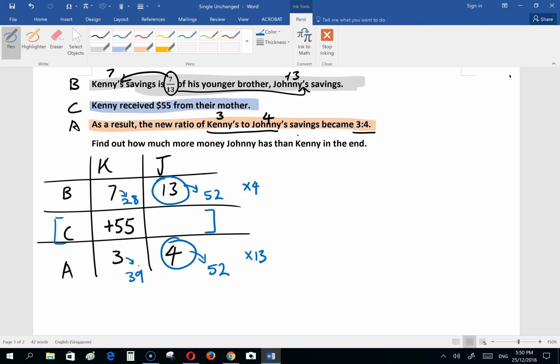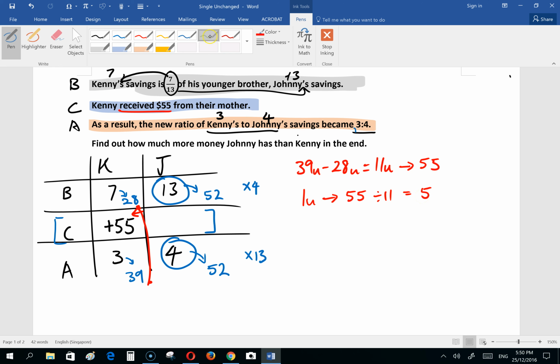Having completed the table, we will now proceed to solve this problem. Let's observe the change between Kenny's before and after. From 28 units, he increased to 39 units. There was a change of 39U minus 28U, which is 11 units. This 11 units came from the $55 that he received from his mother. We can then say that 1 unit is 55 divided by 11 to give us 5.